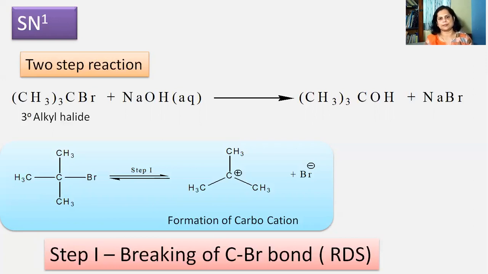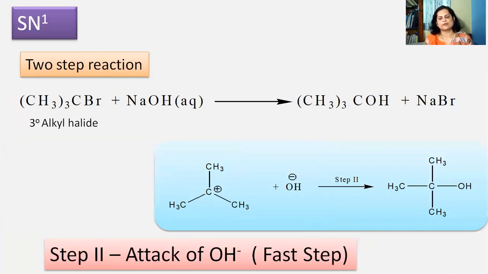In the second step, once that carbocation is formed, the attack of OH minus takes place and tertiary butyl alcohol forms. And the second step is a very fast step, as the nucleophile attacks the carbocation. Very easily it forms the bond with the carbocation's carbon and it forms the product.